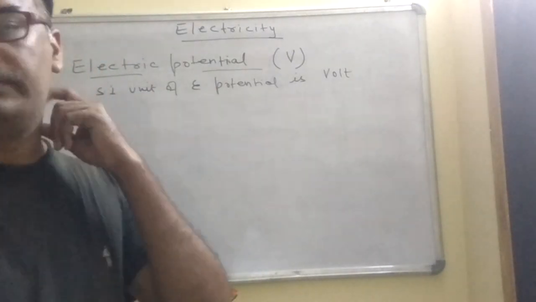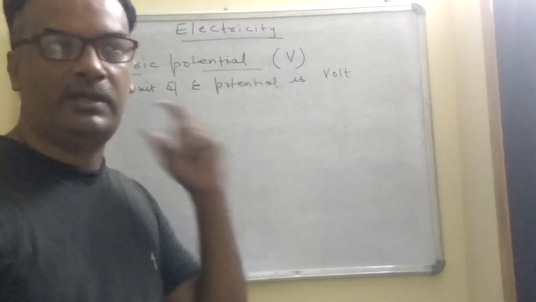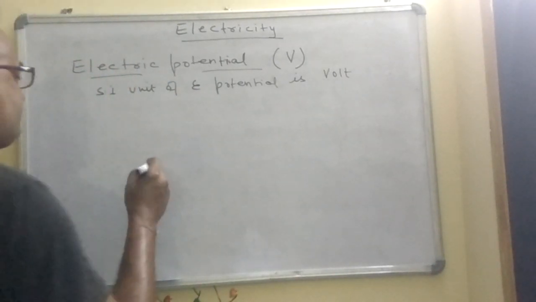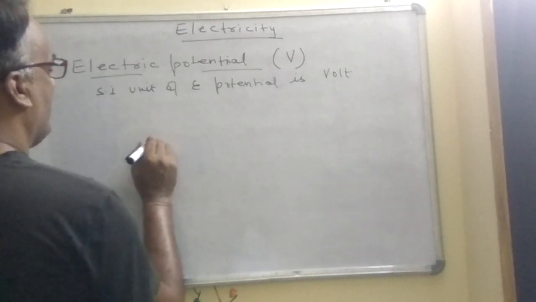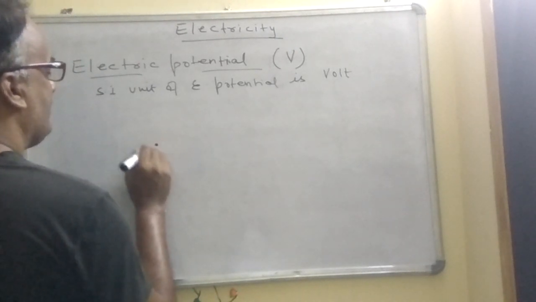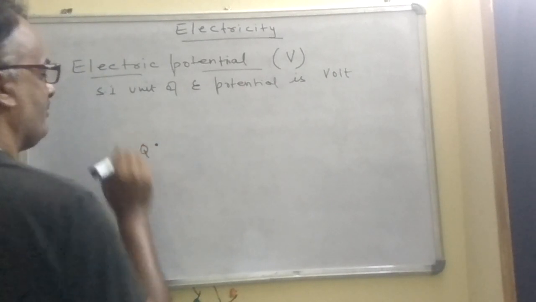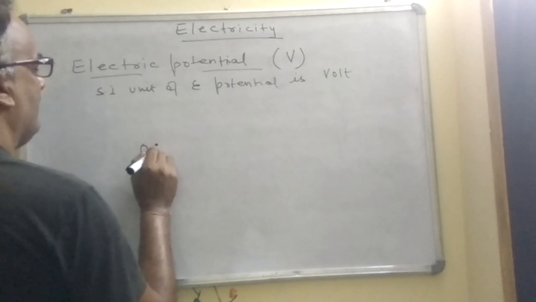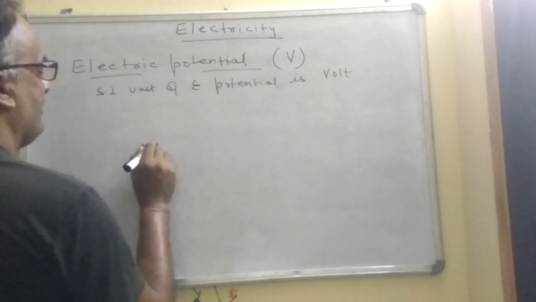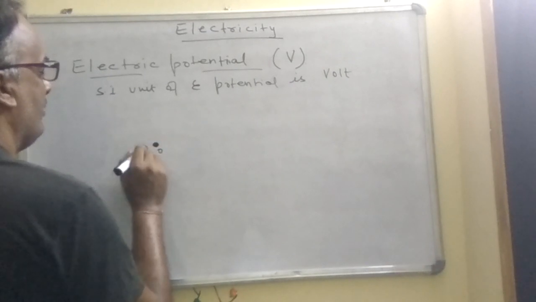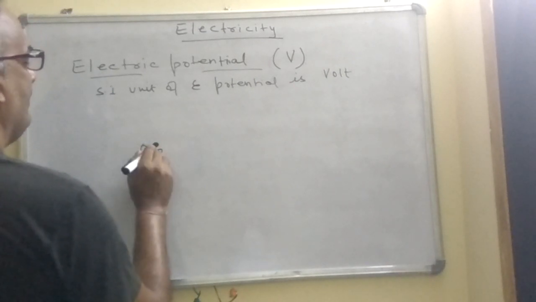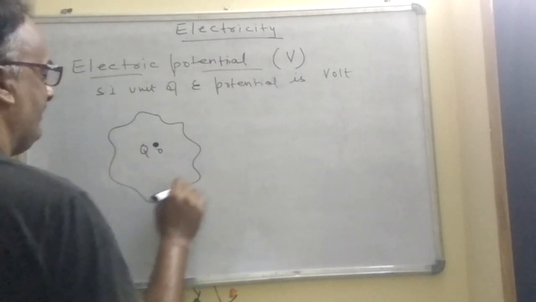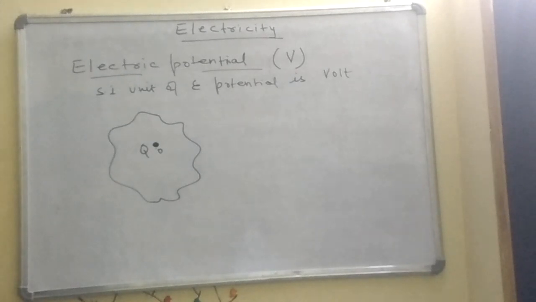Now how do you define the electric potential? The focus here is very important, that we should know what is electric potential. Suppose we take a charge capital Q. Every static charge has, suppose this point is O and Q charge is kept at point O. Now it has an electric field around it.